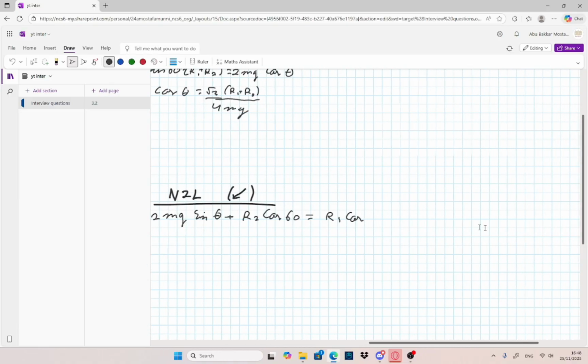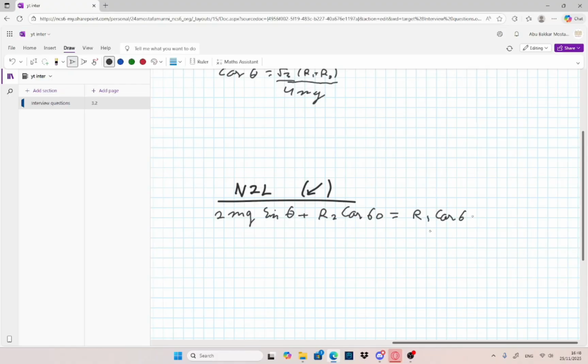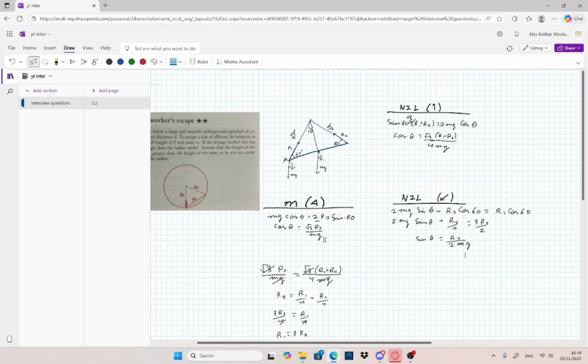Okay, cos 60. We know that cos 60 is a half, so that's simple. So we have 2mg sine theta plus R2 over 2. And we know that R1 is equal to 3R2, so let's put that there. That's 3R2 over 2. Then we collect like terms, and then we divide. So we get sine theta is equal to R2 over 2mg. Okay, so now we have everything we need to find theta.